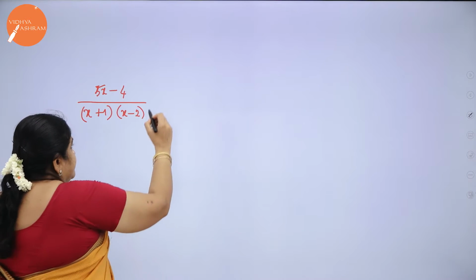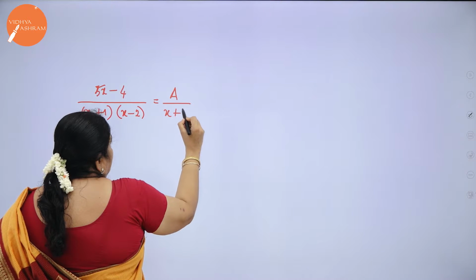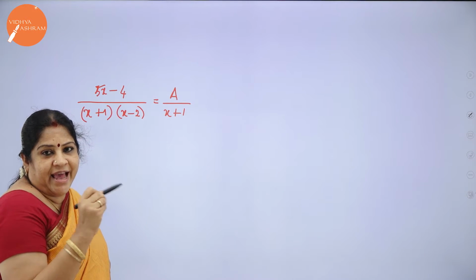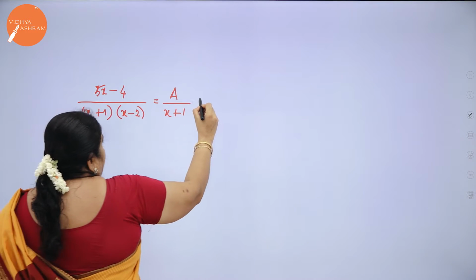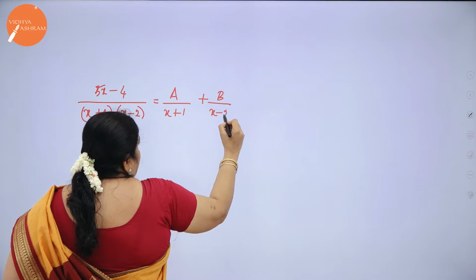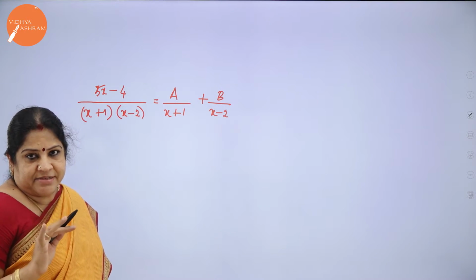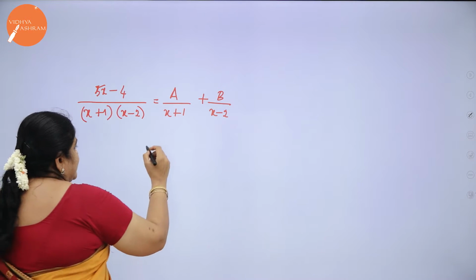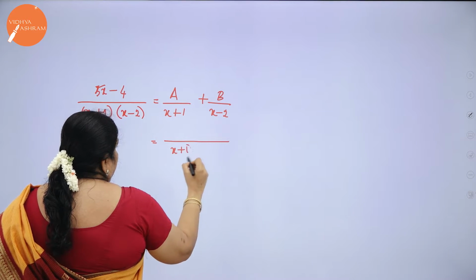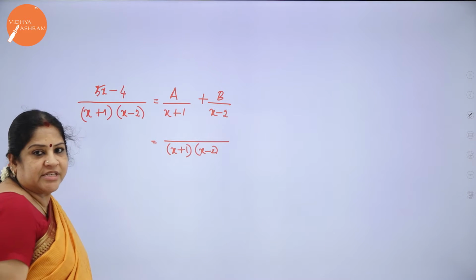Now, how do we take this? We take it as A by x plus 1, plus B by x minus 2. You all remember I had told you our main aim is how we get that A and B. Had there been one more term, you would take it as C by that. Now, let's take the LCM here. LCM is x plus 1 into x minus 2.